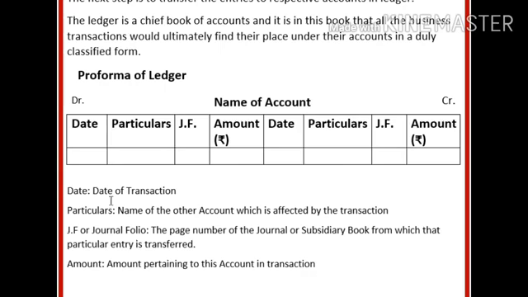In the date column, we mention the date of the transaction. In particulars, we write the name of the other account which is affected by the transaction, other than this account that we have mentioned here. In JF or journal folio, we will write down the page number of the journal or subsidiary book from which that particular entry is being transferred, and amount will specify the amount pertaining to this account in this transaction.